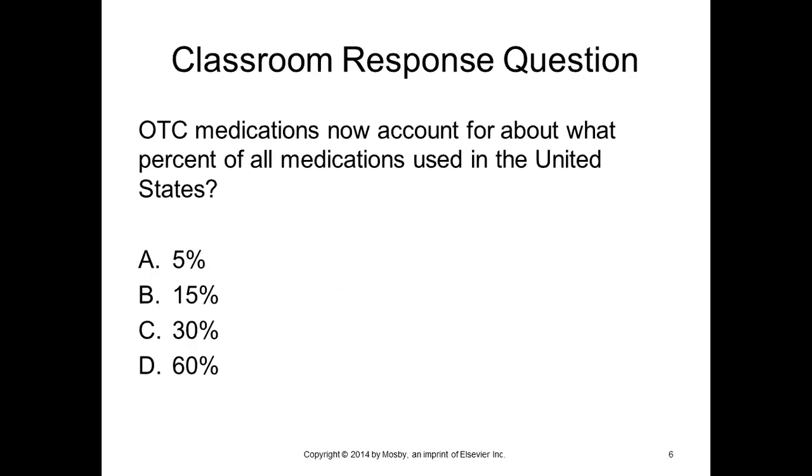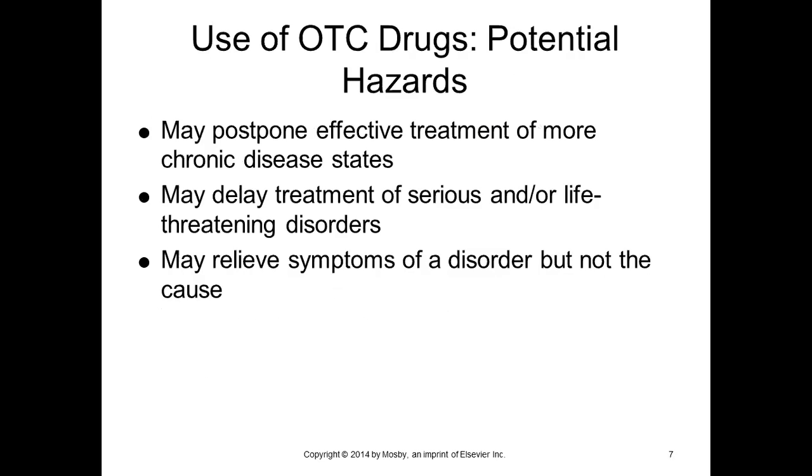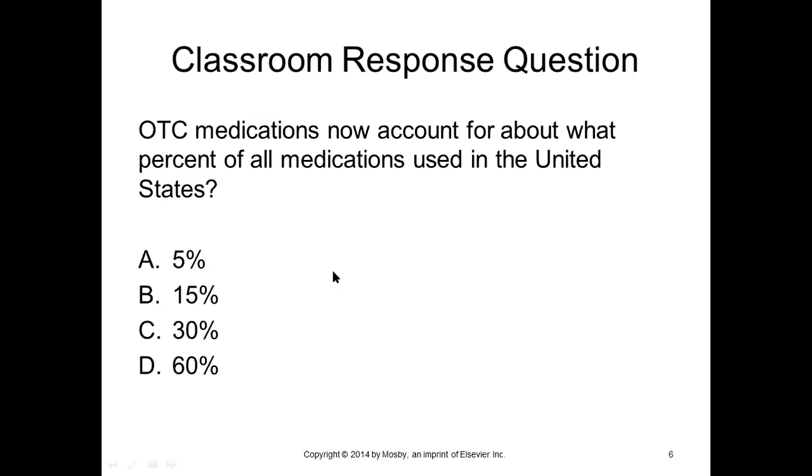What next? A question. OTC, over-the-counter medication, now accounts for about what percentage of all medication used in the United States? So this is the information you are going to learn in the classroom, and then you can apply it during the exam. So over-the-counter medication covers around 60%, right? The answer is D, 60% of all medication used in the United States is over the counter.